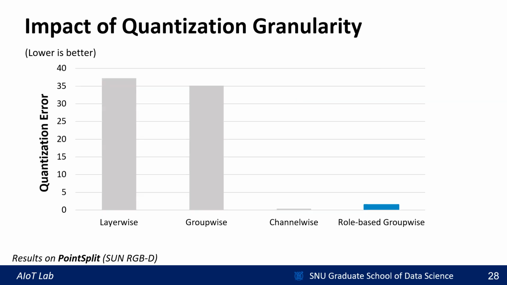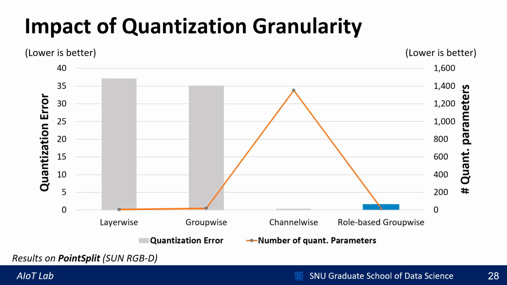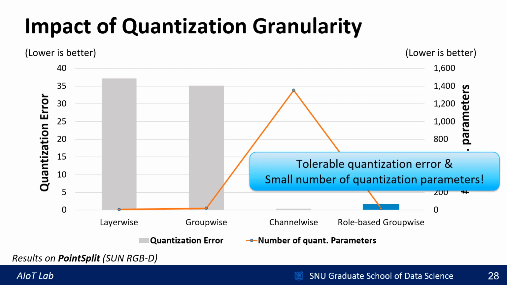Next, we test the impact of quantization granularity. Layer-wise or naive group-wise quantization results in significant amount of quantization errors. Channel-wise quantization reduces quantization error, but requires a lot more quantization parameters. Role-based group-wise quantization shows tolerable quantization error, while keeping the number of quantization parameters small.